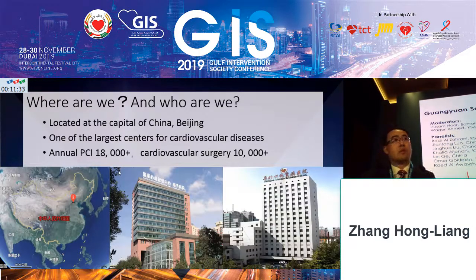I'm from Huai Hospital, which is located in the capital of China, Beijing. Huai Hospital is one of the largest centers for cardiovascular diseases. Annually, we do more than 18,000 PCIs and more than 10,000 cardiovascular surgeries.